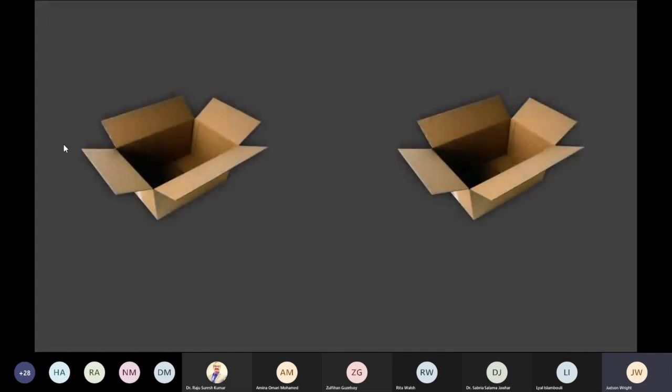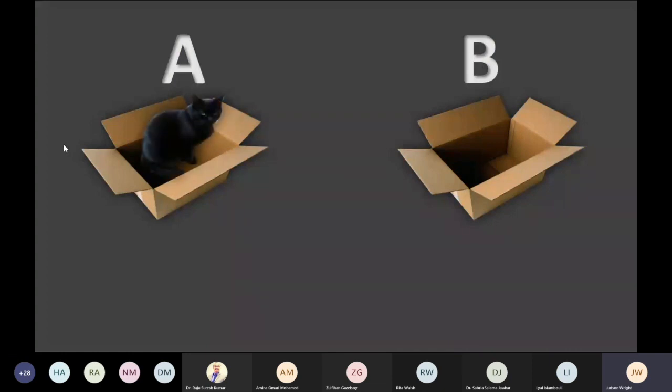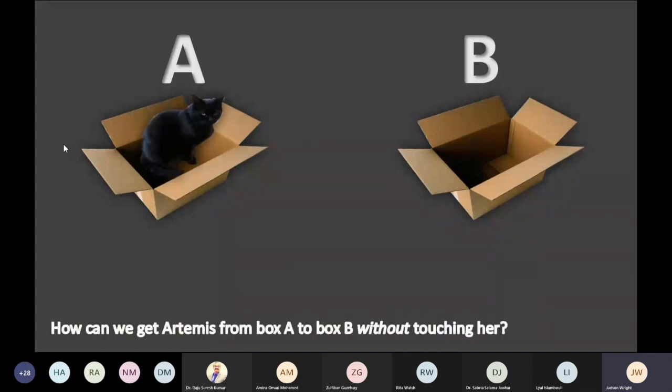So in this, again, we have a scenario, a situation. In this case, we're going to have two boxes. Because they need names, we're going to call them box A, box B. Easy enough. And we also have Artemis. There's Artemis again, my cat. We need to get Artemis from box A to box B. However, she does not like to be touched. So the question here could be, how can we get Artemis from box A to box B without touching her? So this is starting off just a brainstorm activity. What solutions can you think of?